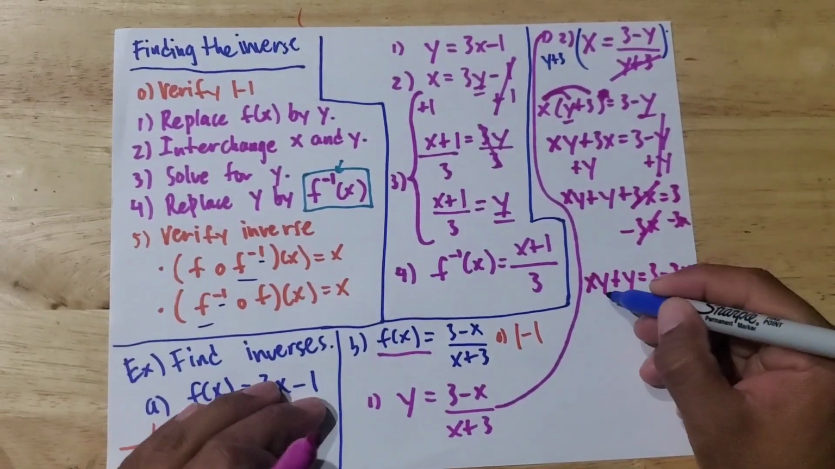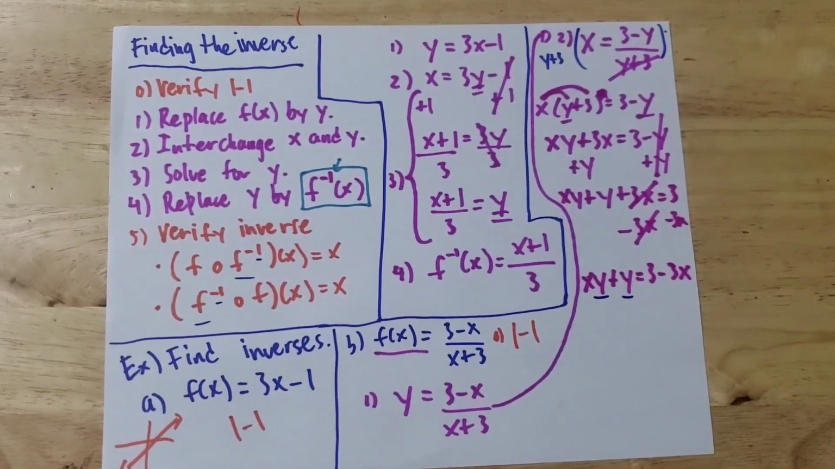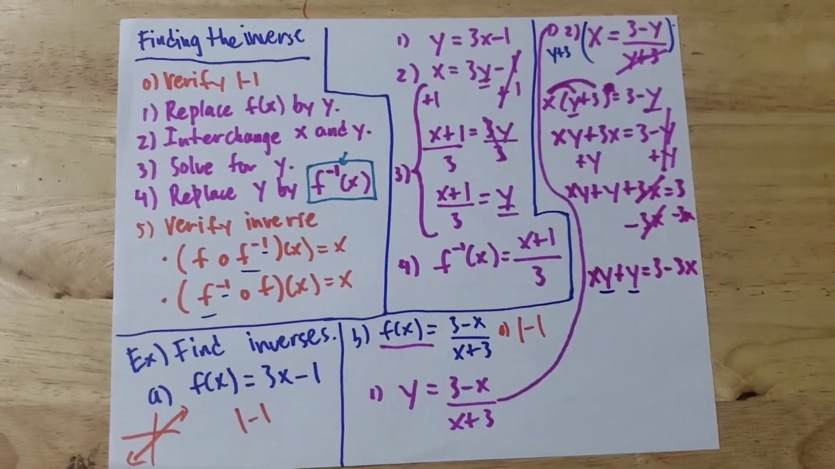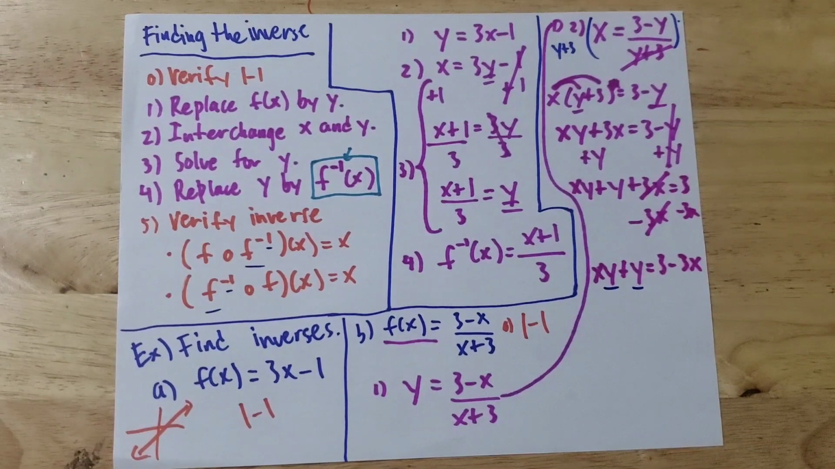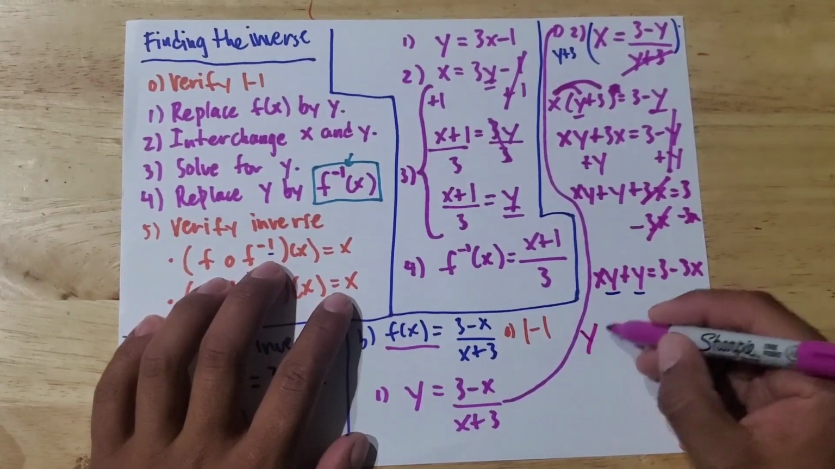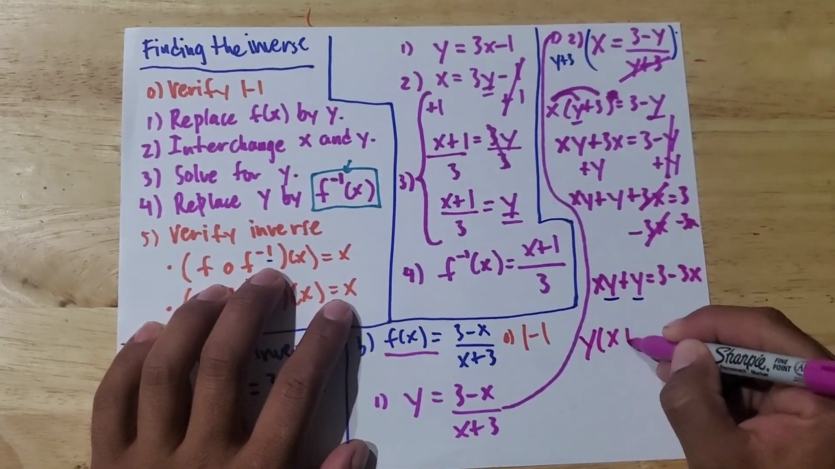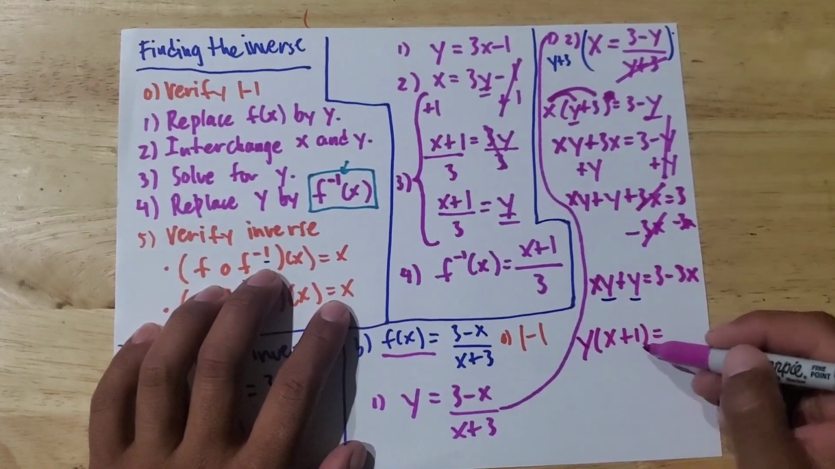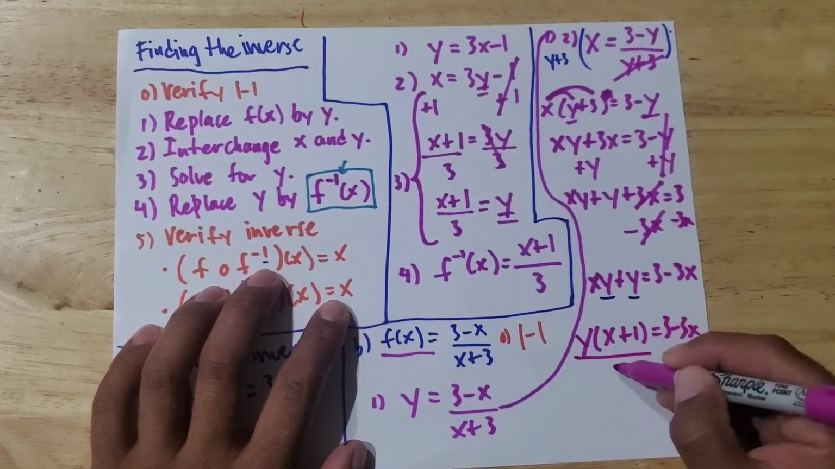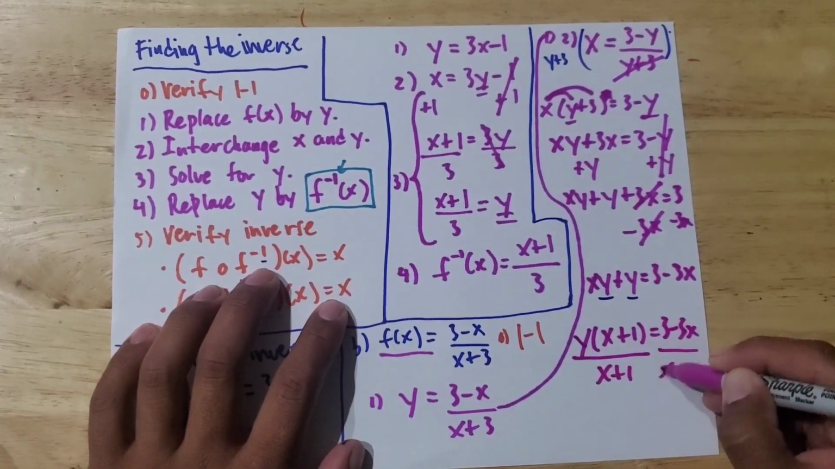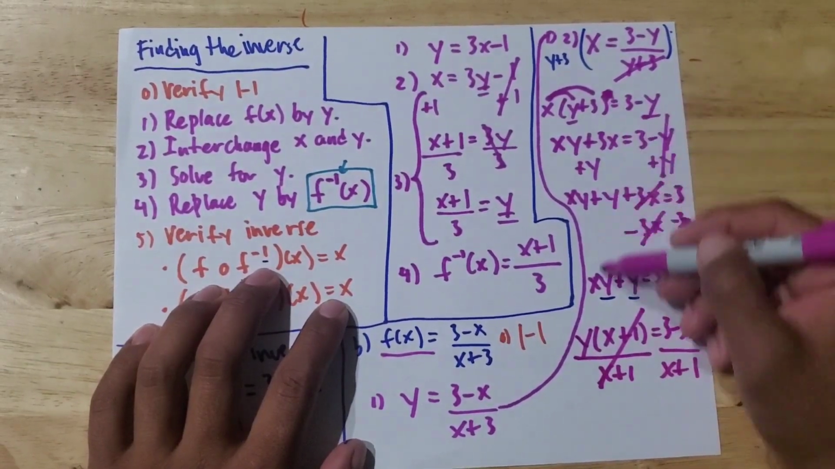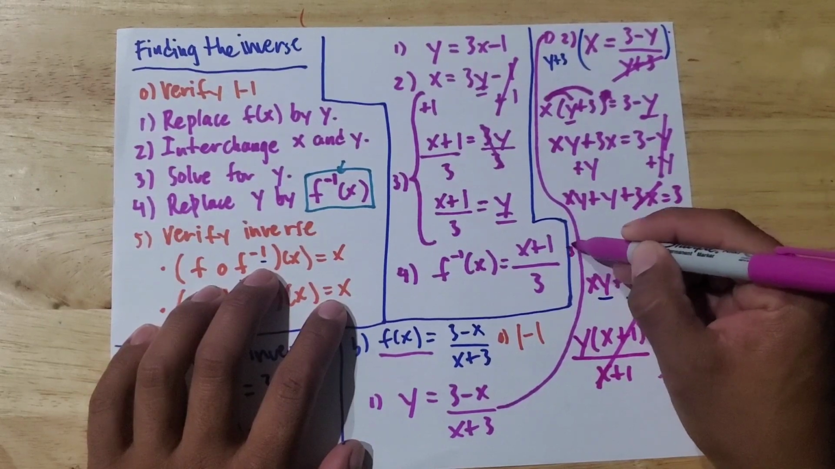I know both of these two terms have the same variable, have the same factor. And hopefully you remember at the beginning of the semester, we always said there was something you should always do first, and that was factoring out the GCF. So if I factor out y, I'm left with y times x plus 1 equals 3 minus 3x. Now all I have to do is divide both sides by x plus 1. And so all this work was step 3.